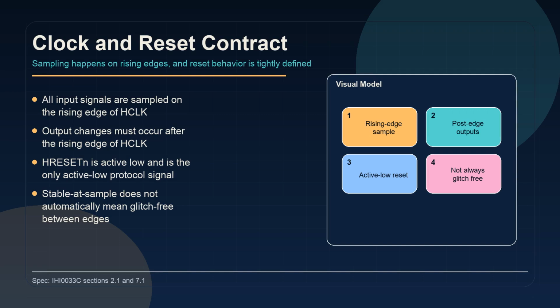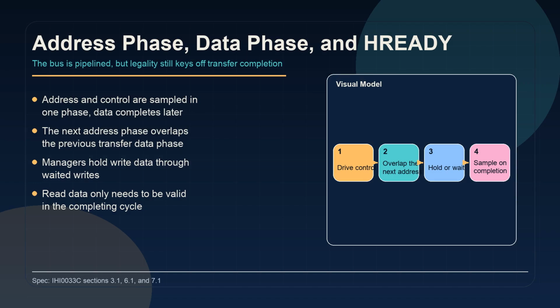Inputs are sampled on rising edges. Outputs change after the edge, and HRESP is the only active low protocol signal. Issue C also reminds you that a signal can be stable at sampling points without being guaranteed glitch-free between edges. The timing core is still the two-phase pipeline. Address and control are sampled first, data completes later, and HREADY tells both sides when the transfer is actually finished.